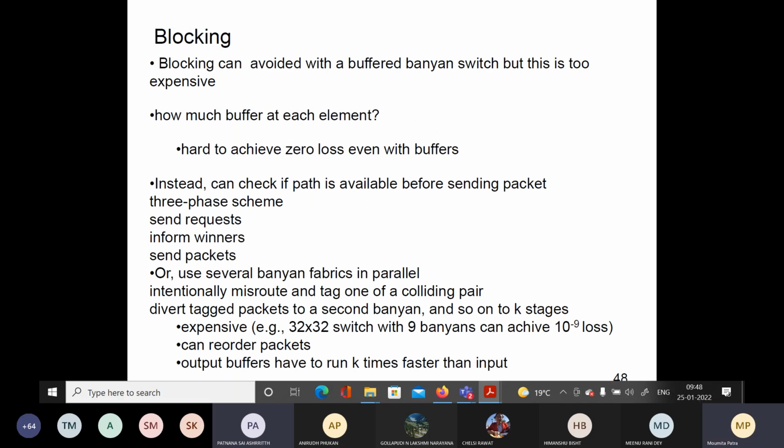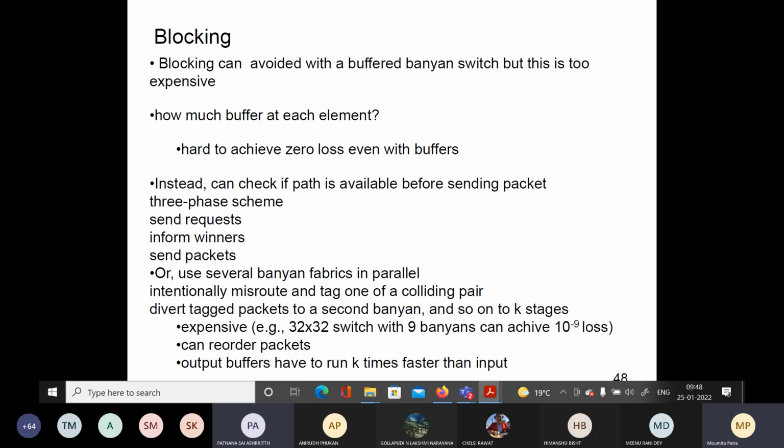Anyways, I have another slide here. So anyways, we do have blocking in case of Banyan switches. Yes, of course, if two packets are intended for the same output port, and the paths are somehow contending with each other, and they are at the same time asking for the same output port, then of course there will be a contention. So there will be blocking in this case.